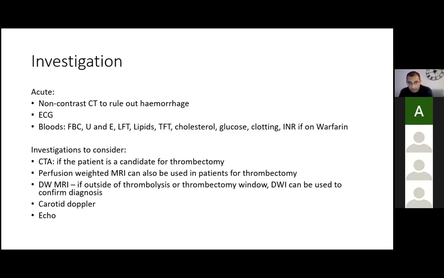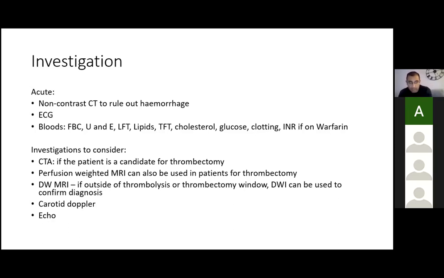And then investigations later on to consider. If they've missed the time window for thrombolysis, then you might be thinking of doing a thrombectomy, in this case a mechanical thrombectomy, and therefore we might want to do a CT or an MR angiogram. Again, we might want to do a perfusion weighted MRI, which we'll cover in a bit. Perfusion weighted MRI can be used to see how much salvageable brain there is for thrombectomy. Or diffusion weighted MRI: if we're outside the thrombolysis or thrombectomy window, then a diffusion weighted MRI can actually confirm a stroke.